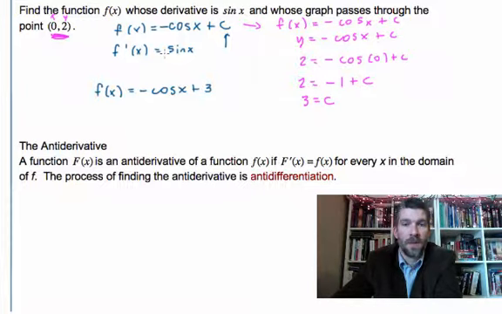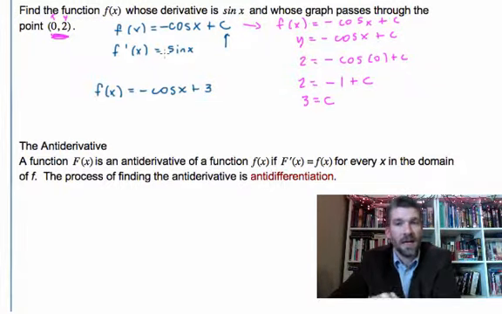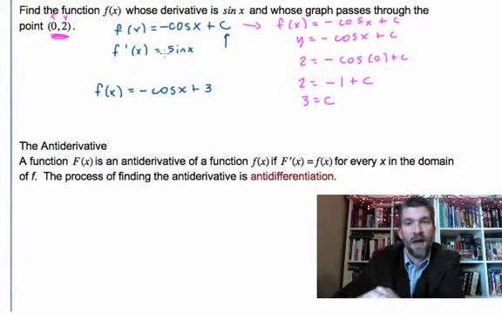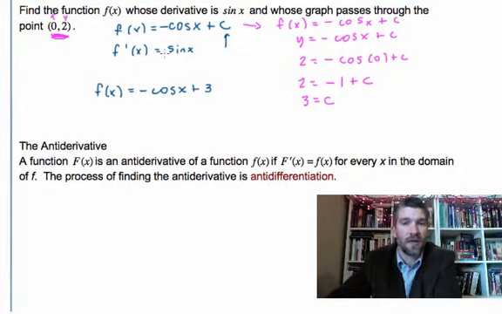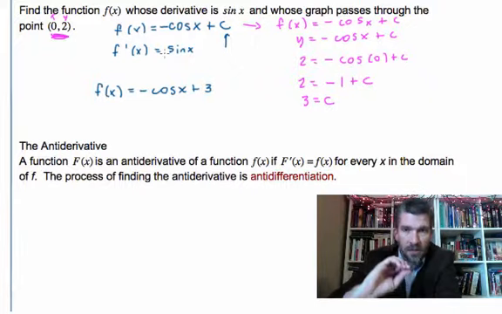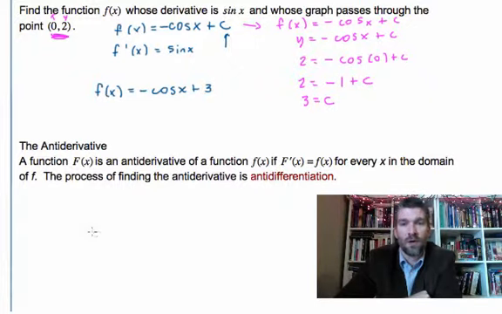All right. Now down here, the antiderivative: a function capital F of x is an antiderivative of a function little f of x if capital F prime is equal to f for every x in the domain of the function. The process of finding the antiderivative is called antidifferentiation. Another word for antidifferentiation is integration, and we will spend the whole second semester talking about that. But this is just a little glimmer into what we're discussing here.